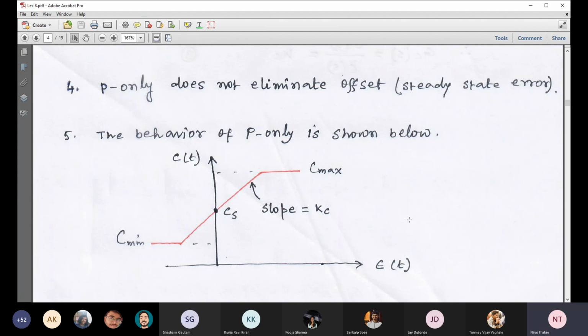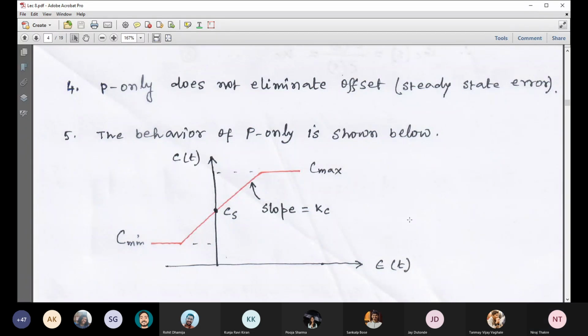Anyone can give the answer? What is Cmin and Cmax in practice? The maximum and minimum of our actuator. Yes. What's your roll number? 19CH30015. Rohit. It's better to say it is the opening of the control valve. Okay. C max means control valve is 100% open. C min means 0% open.